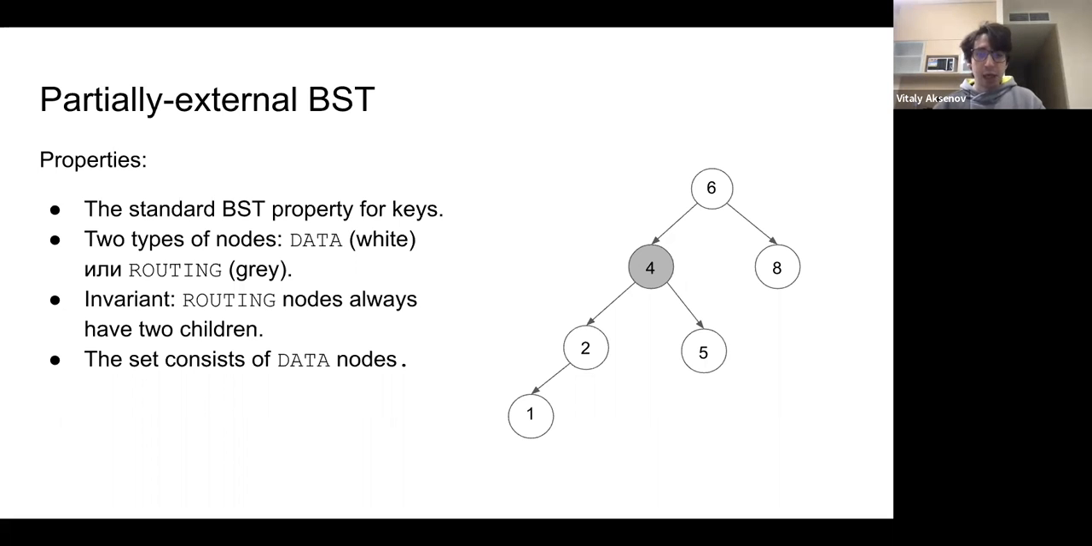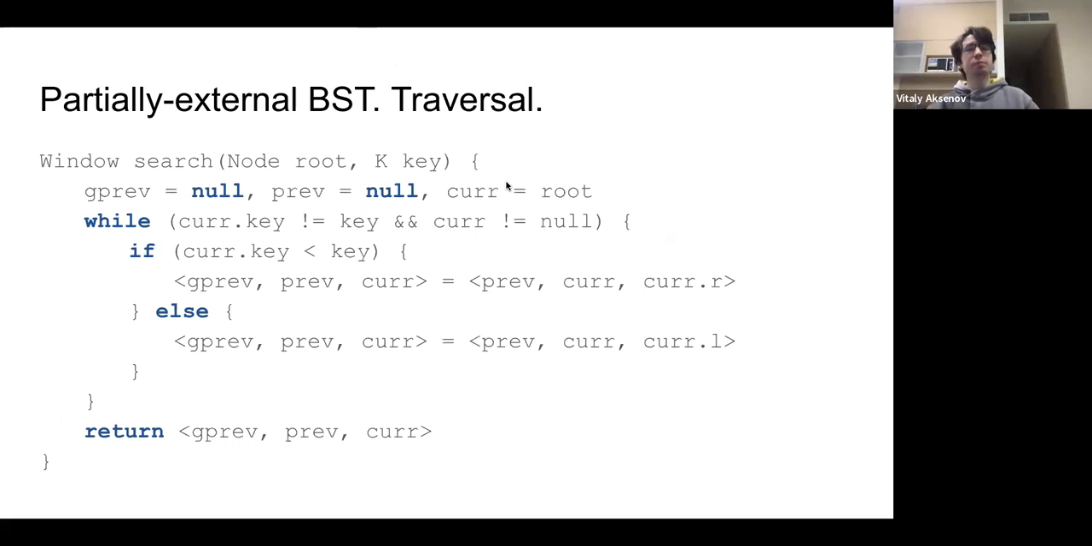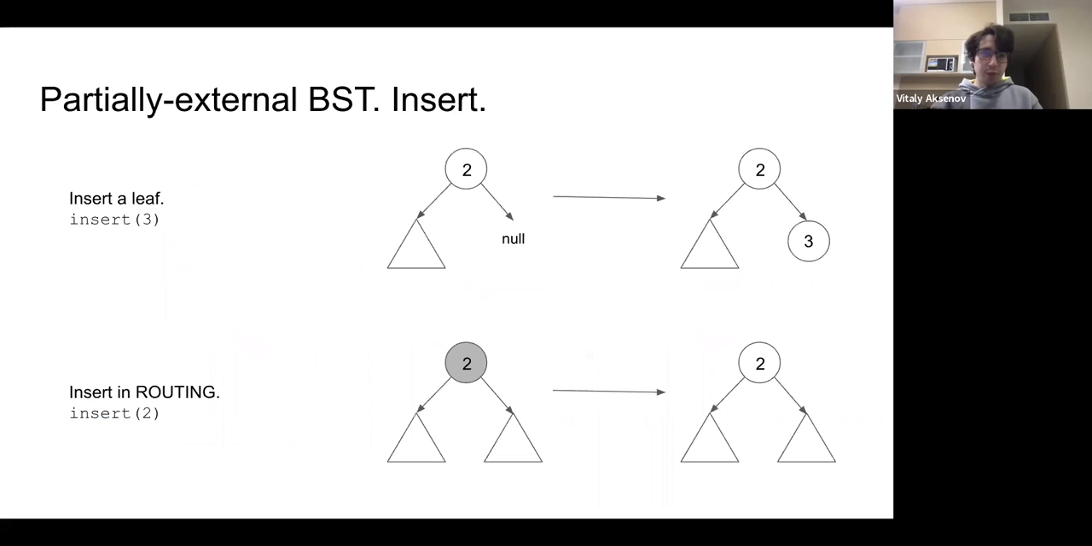Instead of that, we should maintain that the routing nodes always have two children. So how the traversal works: we just go down until we find the leaf, and we maintain three elements: the current node, the previous node, which is the parent, and gprev, which is their grandparent. So we just do this in the tree.